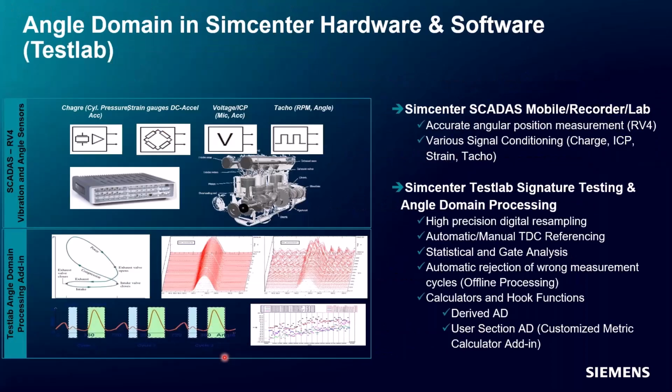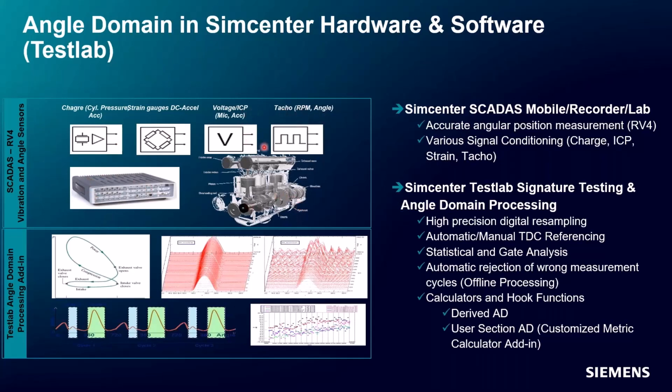In terms of the hardware needed for doing all this in Testlab, we need a SCADIS Mobile, or a SCADIS Recorder, or a SCADIS Lab. You will connect your sensors. It can be microphones and accelerometers like the ICP sensors, as well as your cylinder pressure. Simultaneously, if you want to measure some strain gauges or, for that matter, some torque, you can use load cells. All that you can plug into the input channels of the SCADIS front end. We will need to measure the RPM, and that is measured as a tacho channel.